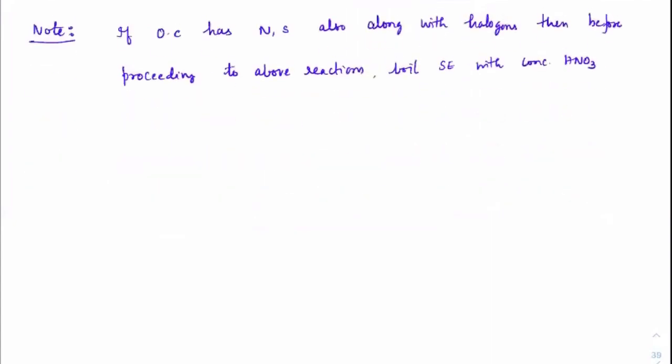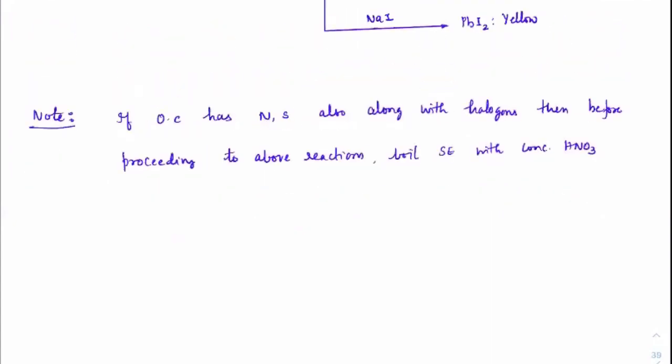Got it? So suppose you're trying to detect halogens, but there are some impurities, which means there is a small presence of nitrogen and sulfide, and this might give some other reactions. So if I want to focus only on detecting halogens, I do not want any traces of nitrogen or sulfur in the solution. To be double safe, we will first boil the sodium extract with concentrated HNO3.